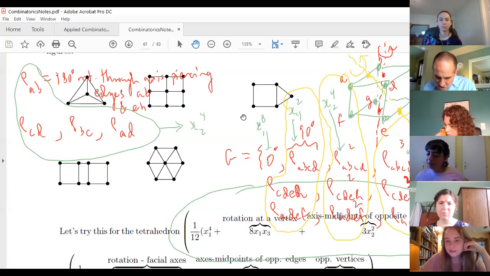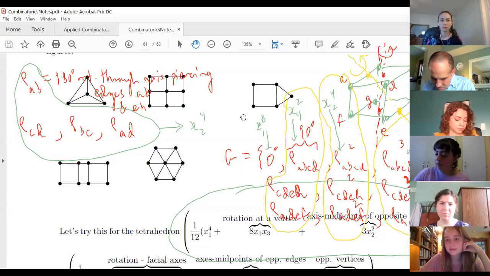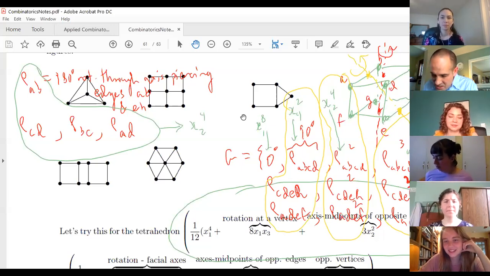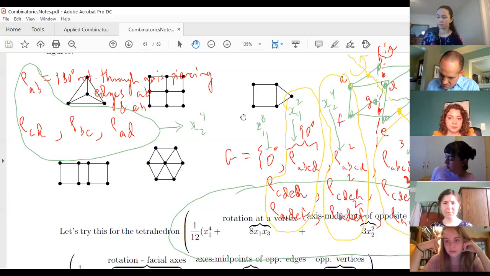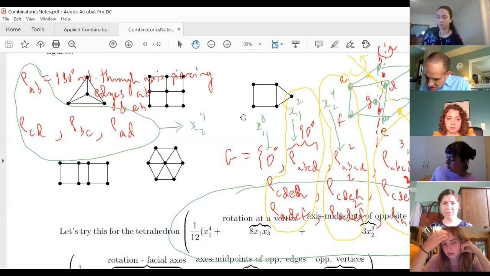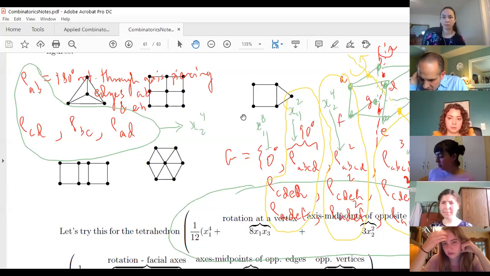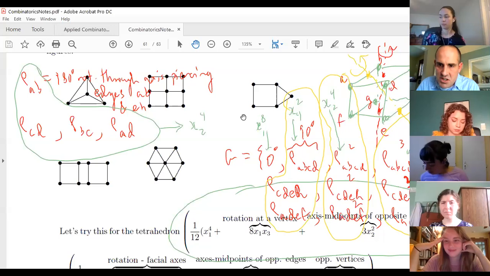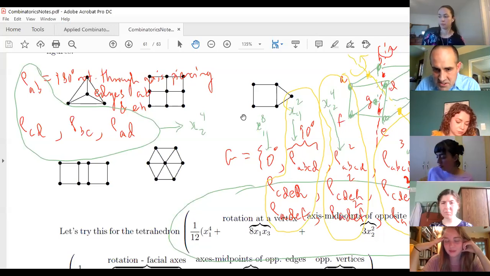And what about the last one? I don't want to continuously put Cassie on the spot here, but she already mentioned another rotation. What was it? It was going from corner to corner, like vertex to opposite vertex. Yeah, vertex to opposite vertex. And how many of those are there? Also 4, because there's a bunch of paired vertices, yes?